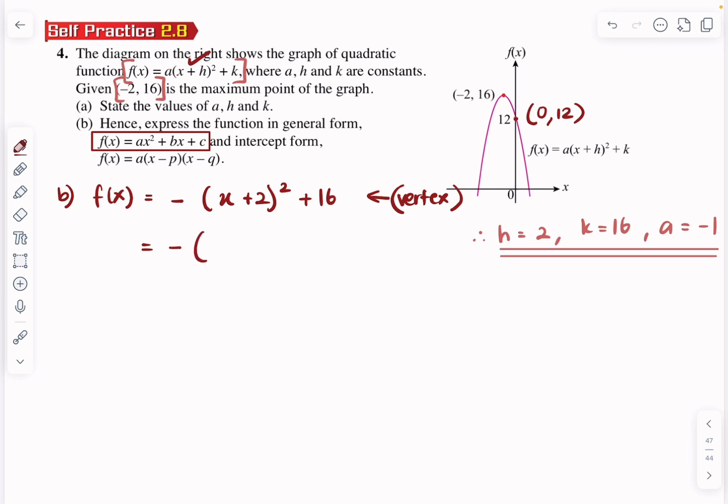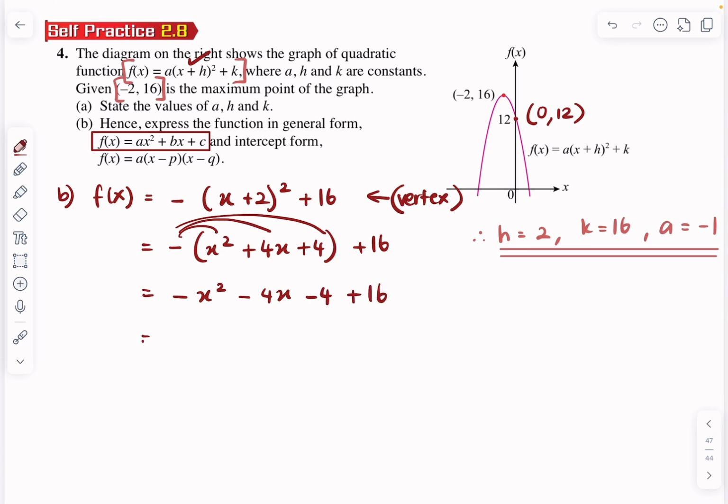So negative x squared will become x squared. 2 times x times 2 is 4x. 2 squared is 4, plus 16. Then we open up the bracket, we get negative x squared minus 4x minus 4 plus 16. So minus 4 plus 16 will give us positive 12. So this is the equation in general form. Done.